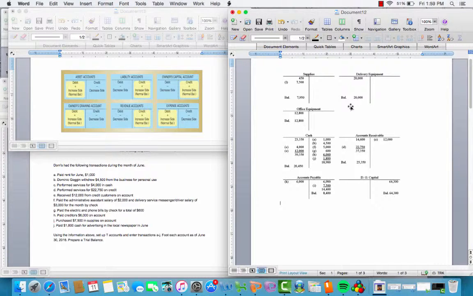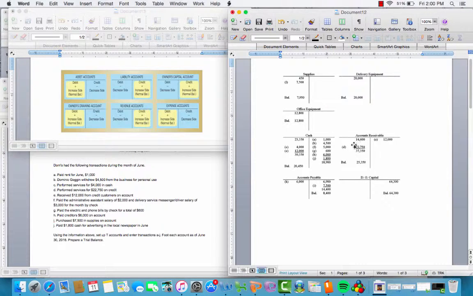So the whole process of footing these accounts just means we're going to go check the debits, balance them off against the credits, and figure out what our total is. Same deal for accounts receivable as what we had with cash. We look at our starting balance, $14,600.